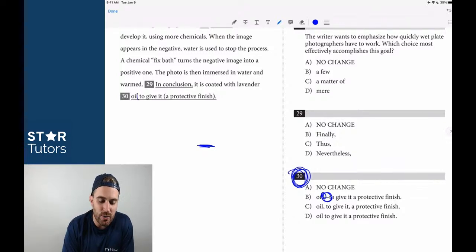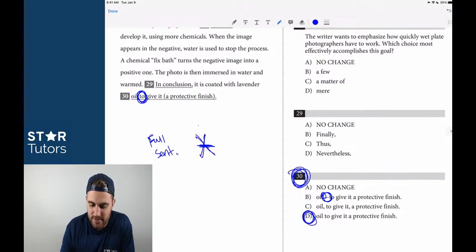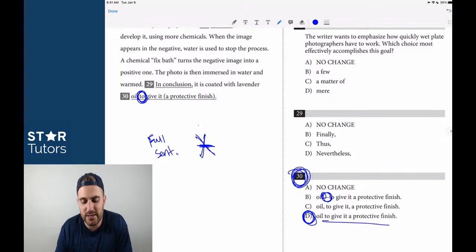This is a hard question, guys, because I know I said with the dash, it's like a colon, full sentence beforehand. But having said that, with this word to, that's a preposition, so you really don't want to use a dash in that situation. This one probably should just be D to give it a protective finish. You really don't need any punctuation there.